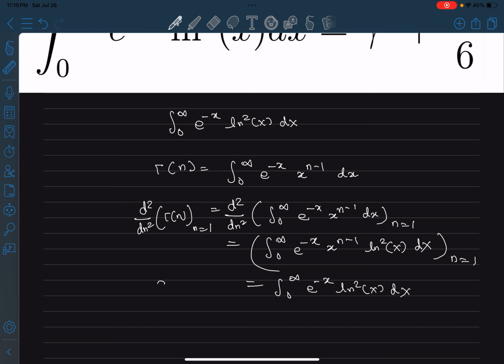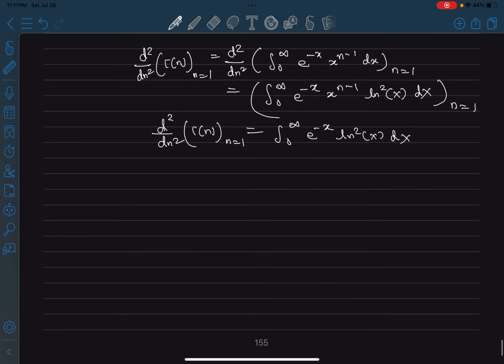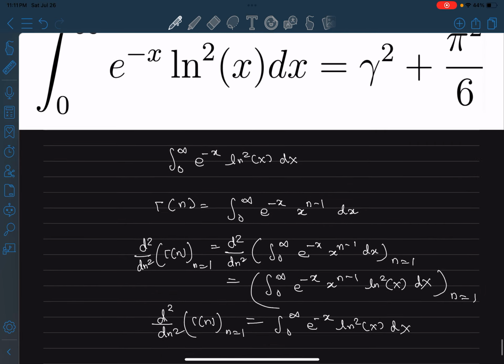So this integral is also the second derivative with respect to n of... sorry guys, that was 11:11. I set an alarm for that, I'm sorry. Okay, gamma of n at n equals 1. So now you have to take the second derivative of the gamma function and evaluate that at n equals 1, and that will basically be our answer.